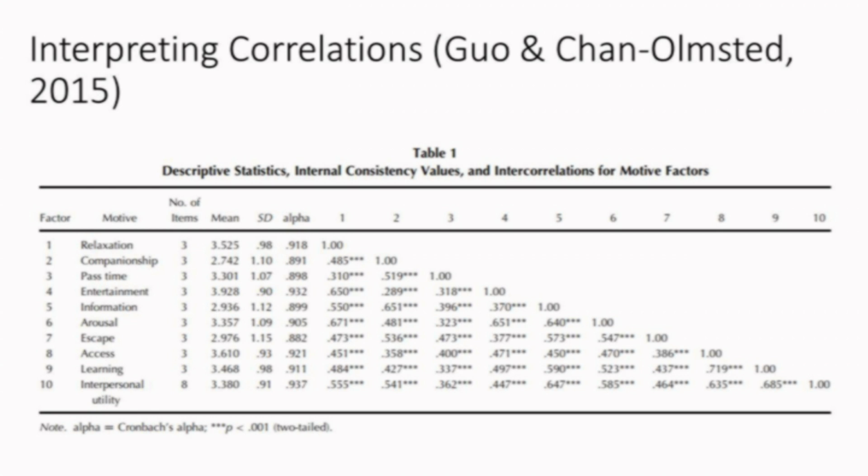Well, it means that if you're using, I believe it's social media, for companionship, you may also be inclined to use it for interpersonal relationships, and you may be inclined to use it for learning and access and escape and arousal. We can see here for column 1, that's related to relaxation, right? Factor 1 is relaxation. Column 1 is relaxation. As we go down the column, we can see the correlation between relaxation and companionship, relaxation and pass the time, relaxation and entertainment. Let's keep going.